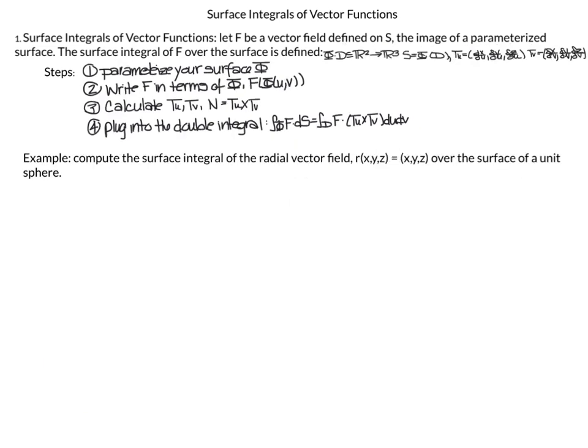Now we're ready to do a few more examples, and the first one is to compute the surface integral of the radial vector field r of xyz equals xyz over the surface of a unit sphere. So here, r of xyz is the radial vector field, and it is a lowercase r because that's how it's usually denoted, but you can tell it's a vector field because it gives you something in R3. And it's radial because you can consider it radiating out from the origin. And we're going to integrate this vector field over a unit sphere.